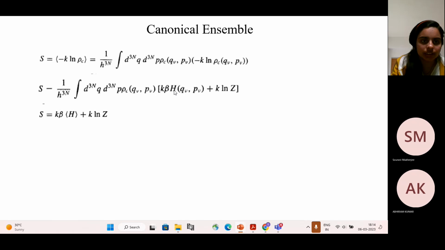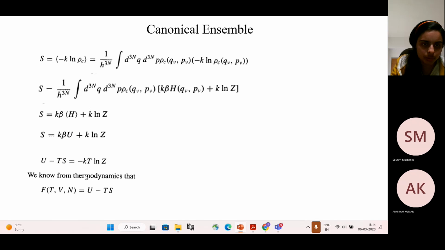So that will actually give you the average. The first term gives you the average, and the second term is k ln Z. Now the average of H is actually the average energy. In that way, S is related to the average internal energy by this expression here. Now we can just exchange it to get U minus TS as minus kT ln Z. And we know from thermodynamics that that's the expression for the Helmholtz free energy.